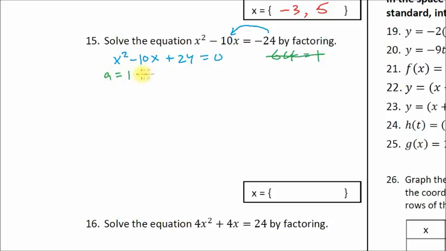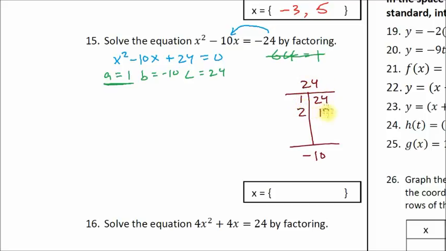Let's find a, b, and c. Now our a value is positive 1. Great, we can use the shortcut again. Let's make our combination table. A times c is 24. B is negative 10. Let's go through our combinations. 1 times 24, no good. 2 times 12. Now, be careful.